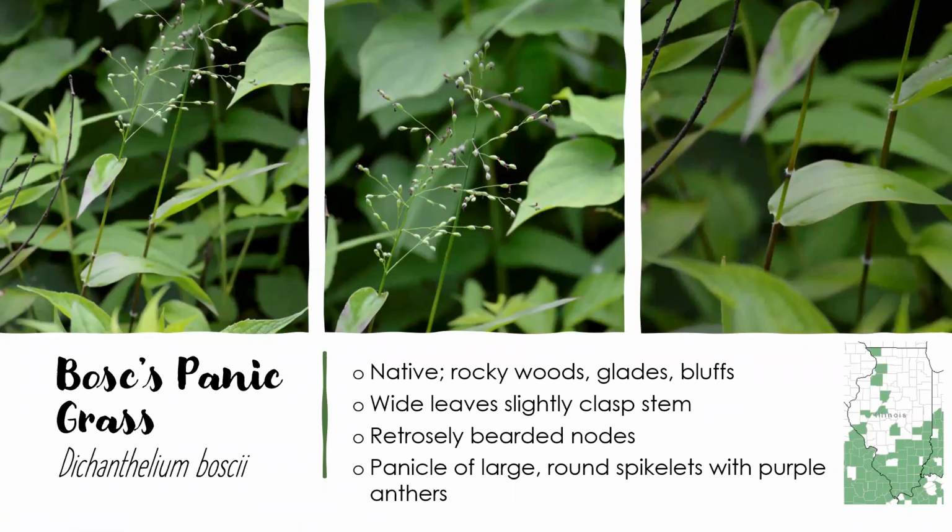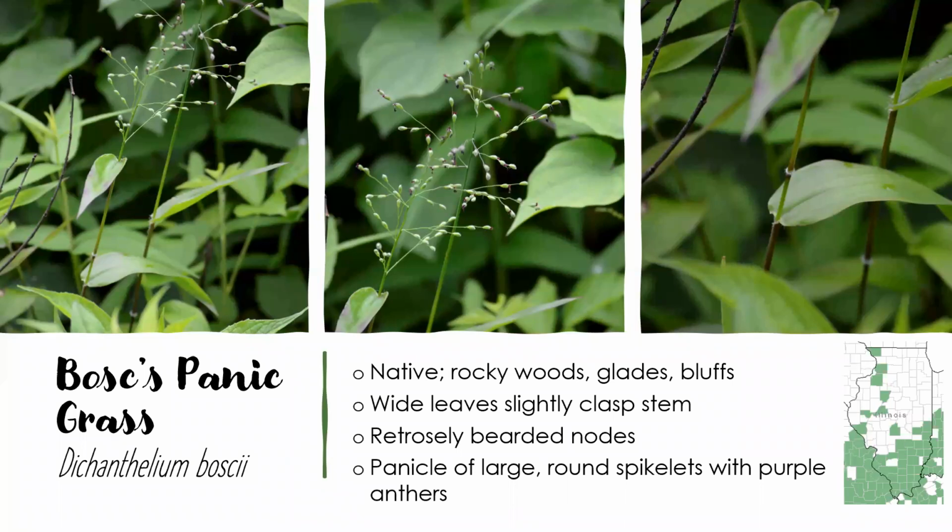And then something that you'll find consistent across the Dichanthelium is that they have panicles of round spikelets. This one has relatively large spikelets, and if you catch it at the right time of the year, it has purple anthers. So we can see them right here. This grass is also called large fruited panic grass because it has the largest spikelets of the Dichanthelium.